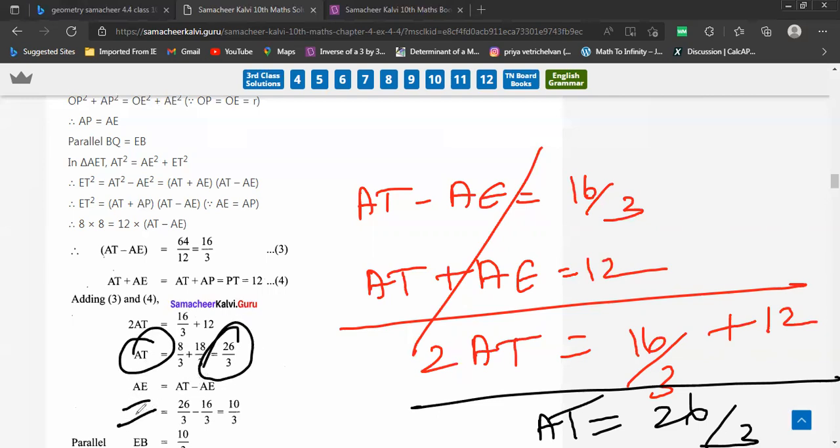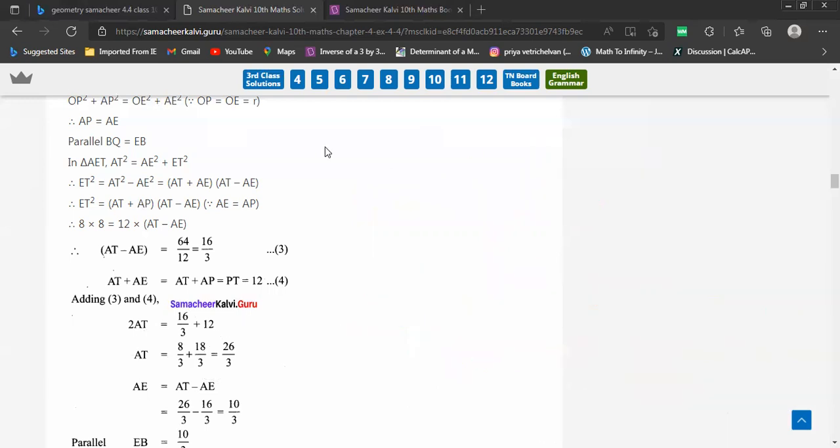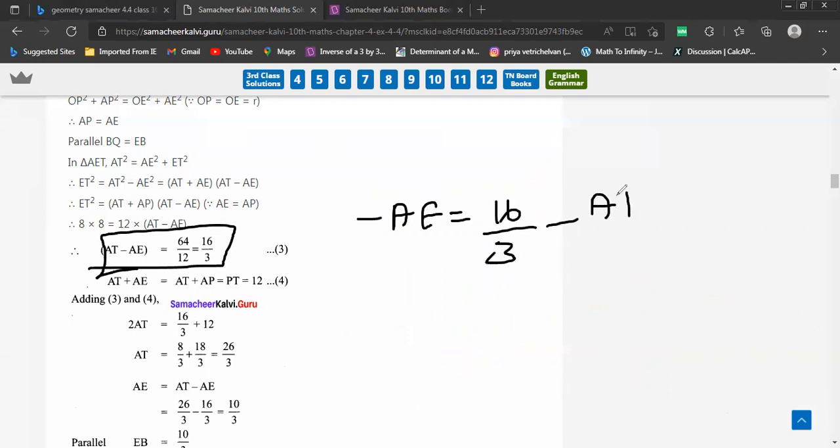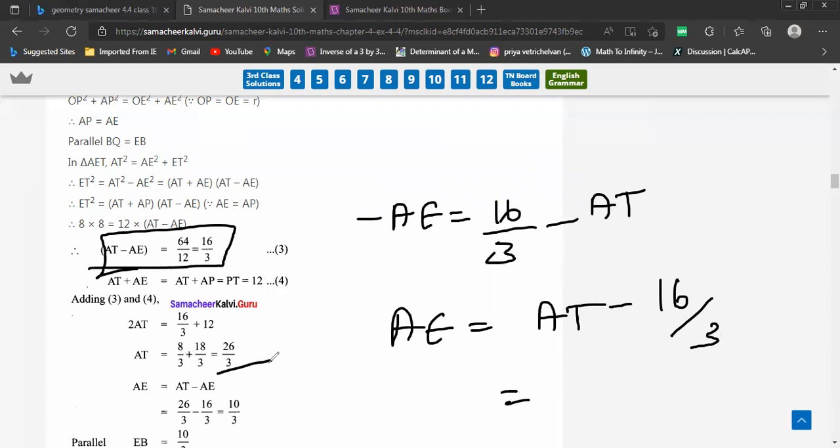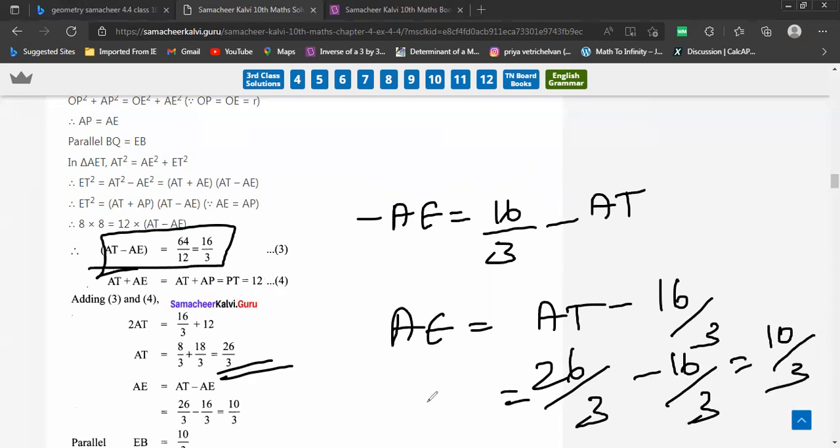And for AE, how can you write AE? You take this equation, AE can be written as AT minus 16 by 3. We just found the value of AT, which is 26 upon 3. Substitute that. Simplify this, you will have 10 by 3 as the answer for AE.